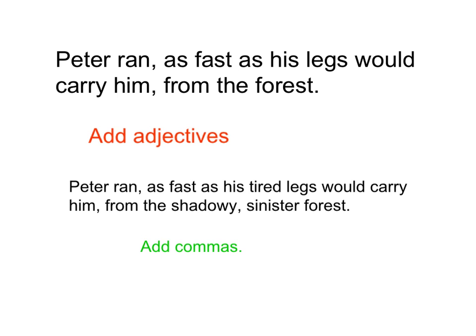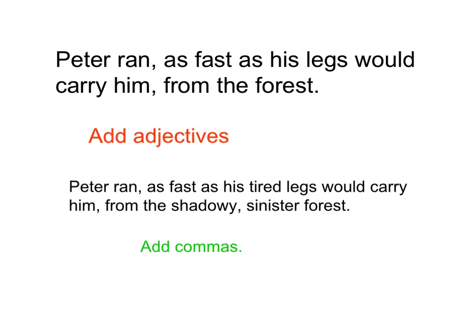As always, adding a clause does make our sentence complex, but there's always some added extras. So Peter ran as fast as his legs would carry him from the forest. We're going to add some adjectives. The adjectives are added to the nouns in the sentence. And remember, our nouns were Peter and forest. We've also added a noun in the clause that we've put in. Legs is a noun as well. So I've added tired to describe Peter's legs, and I've added shadowy and sinister to describe the forest. So now we've got Peter ran as fast as his tired legs would carry him from the shadowy, sinister forest.